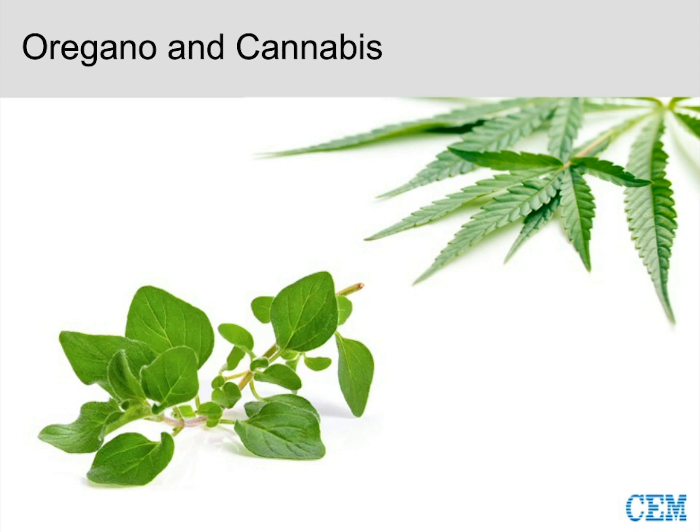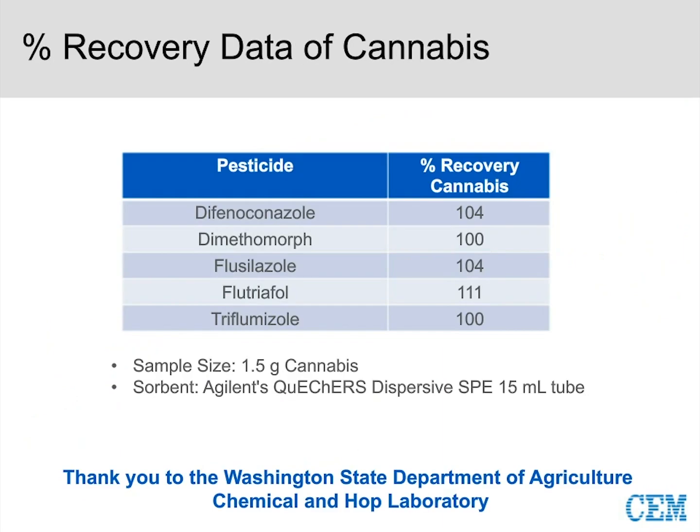So what I'm going to do here is look at a totally different study than the spices study that I'm talking about here, and make that comparison: we can use the extraction of cannabis and how it behaved with cleanup and compare that back to how potentially oregano would run in that same setting. So I need to thank the Washington State Department of Agriculture Chemical and Hop Laboratory for allowing me, for first doing this data.